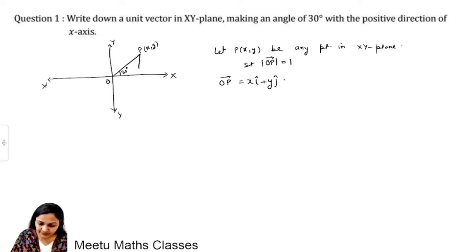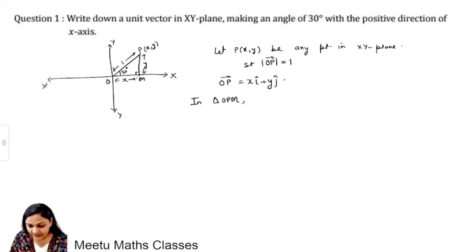Let us draw a perpendicular on x-axis. So this OM will represent x and PM will represent y. And the magnitude of OP is 1 unit. So in triangle OPM, we can apply trigonometry. Base will be equal to hypotenuse into cos theta. So x, that is OM, is equal to OP into cos 30 degrees. OP is 1, cos 30 is root 3 by 2.